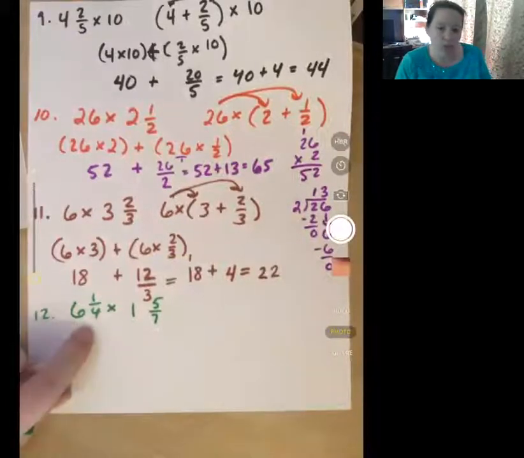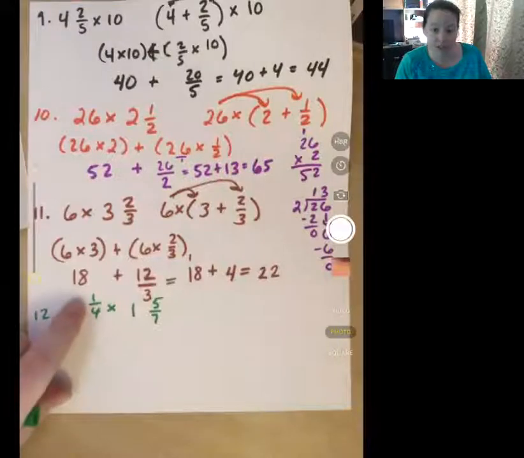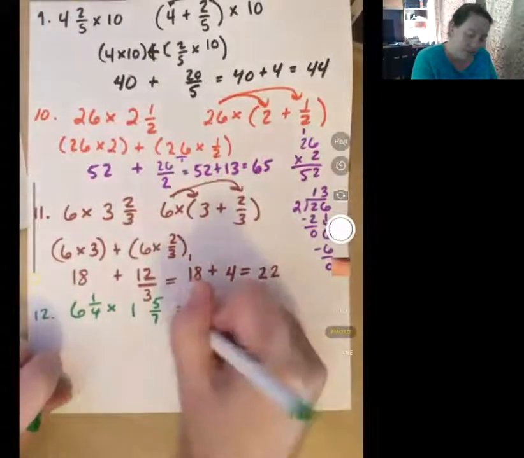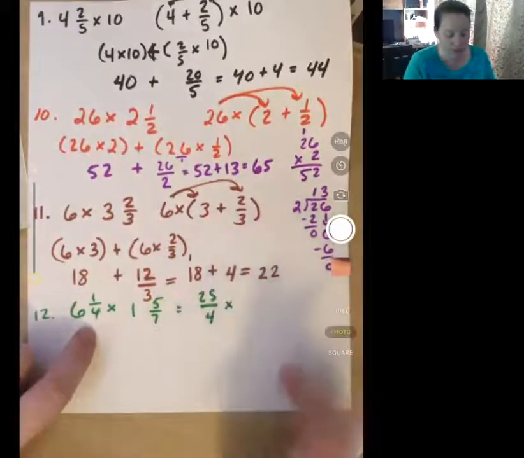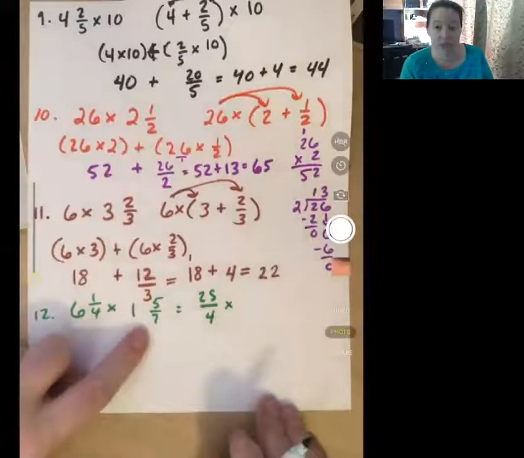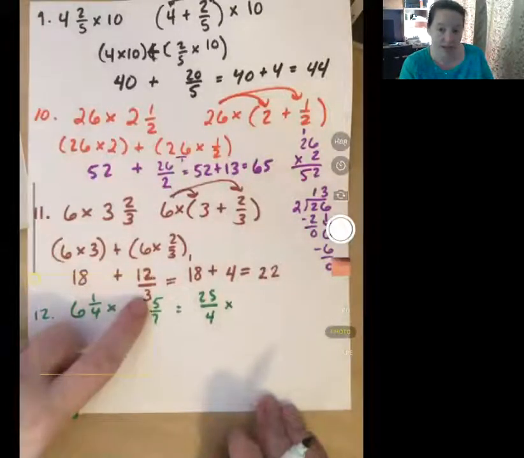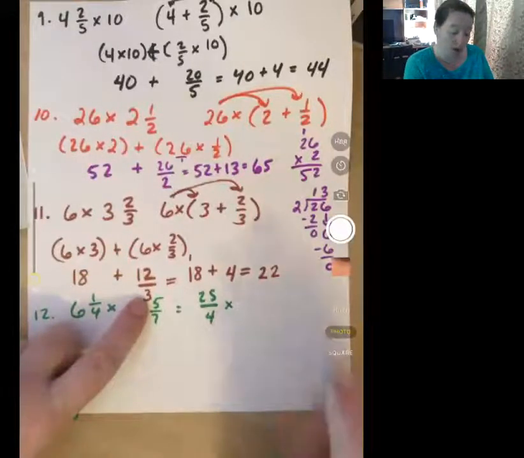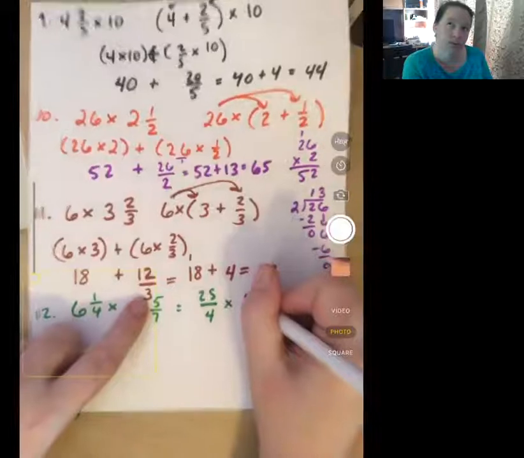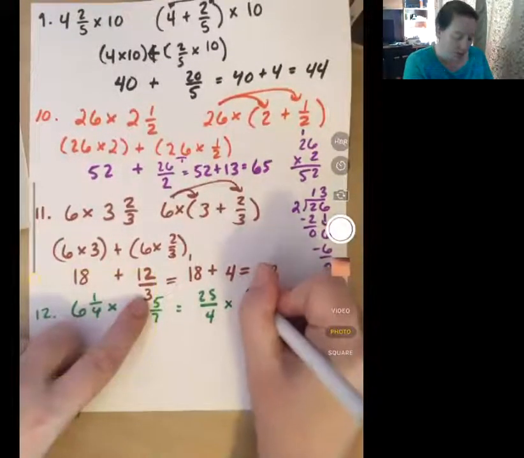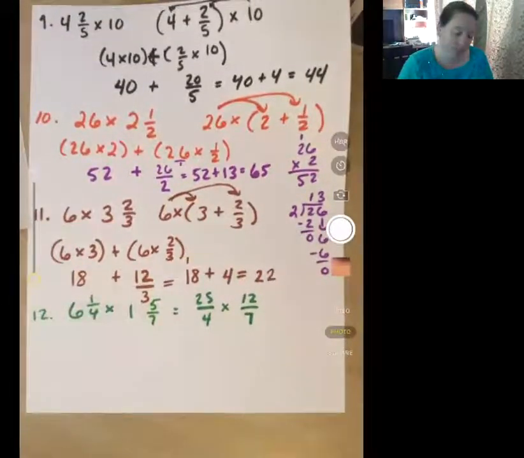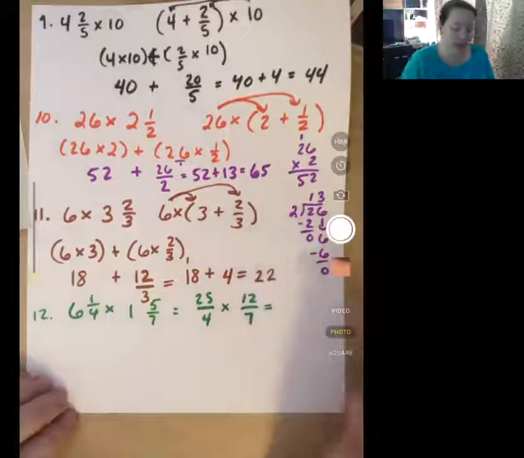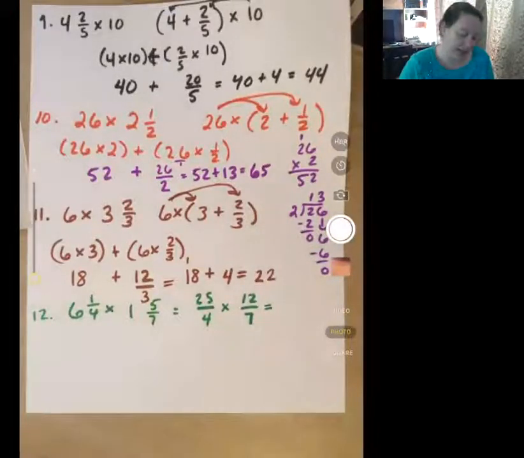So 6 times 4 is 24, plus the 1 is 25, over the 4, which we started with, times 1 times 7, which is 7, plus the 5, which is 12. Over 7, which is the denominator we started with. Okay? Then I can go through here and I can go, okay, 25 times 12.